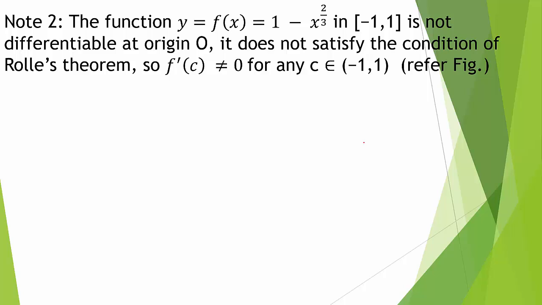Note second, the function y equal to f of x equal to 1 minus x raised to 2 by 3 in the interval minus 1 to 1 is not differentiable at the origin O. And as it does not satisfy the condition of Rolle's theorem, f dash c is not equal to 0 for any c in minus 1 to plus 1.